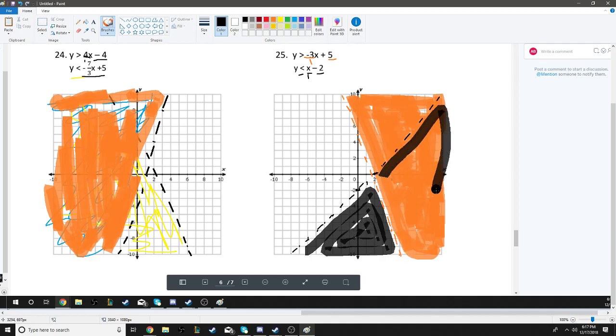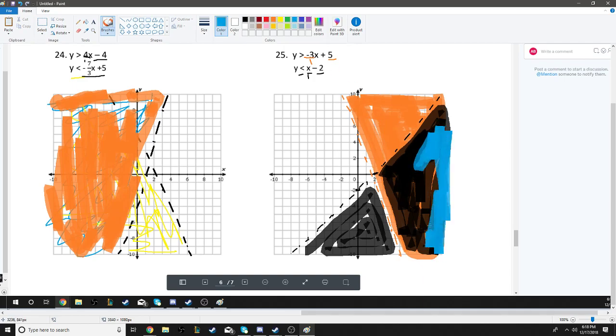And everywhere over here gets shaded too. And so this is shaded in both black and orange. So that means we really make it dark. I wonder if I can paint over this with a blue. Yeah, everywhere in blue is going to be our answer.